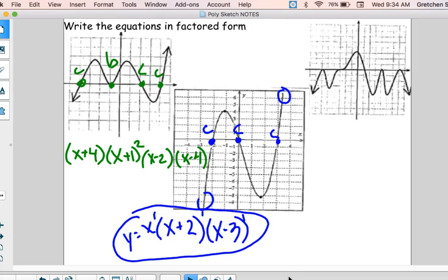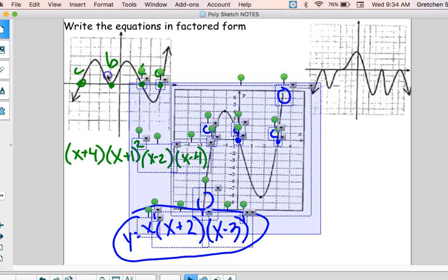What's the degree of this? 1 plus 2 plus 1 plus 1 is 5. Does 5 match our tails? Yes. Do we have a positive or a negative leading coefficient? Positive. It's ending up, so it has a positive leading coefficient. Last one.